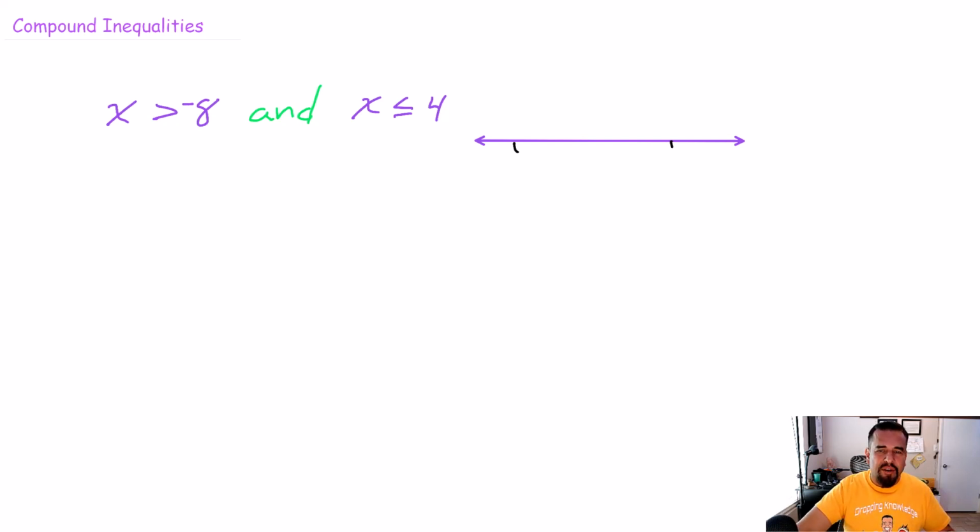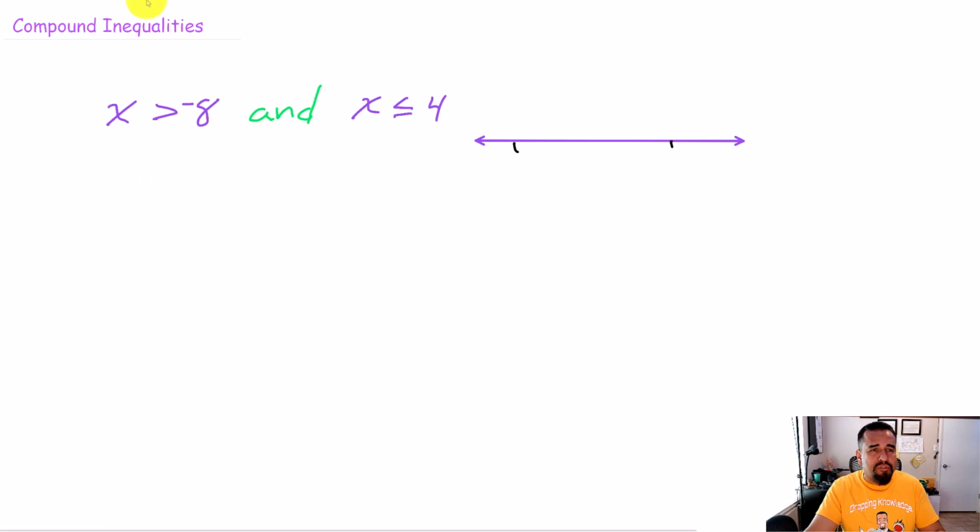So let's get started. What do we have here? Right here, what we have is two inequalities. We have x greater than -8 and x less than or equal to 4. First of all, understand that a compound inequality is created when we join two inequalities by using the word "and" or "or." Two different things, and or. This one is and. So we have x greater than -8 and x less than or equal to 4.